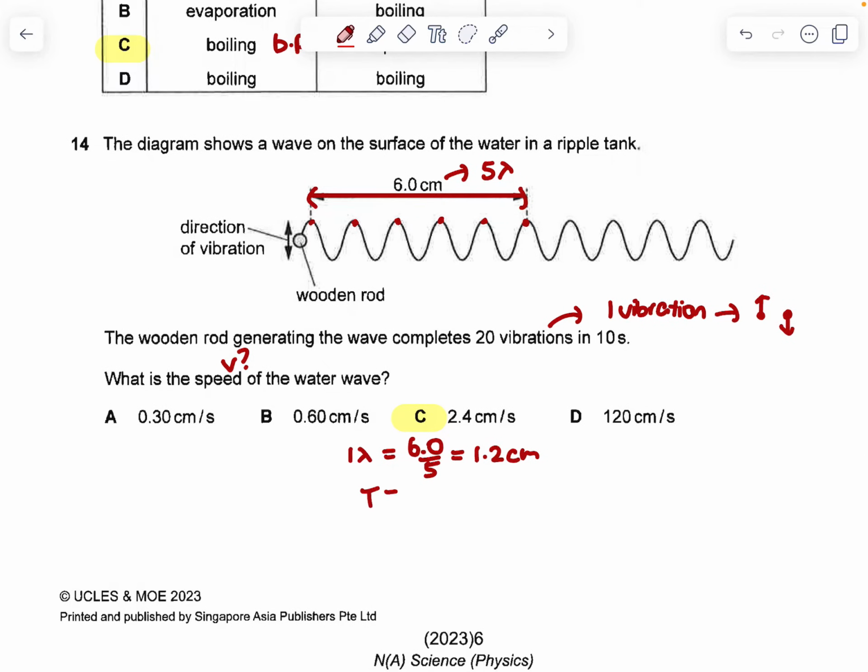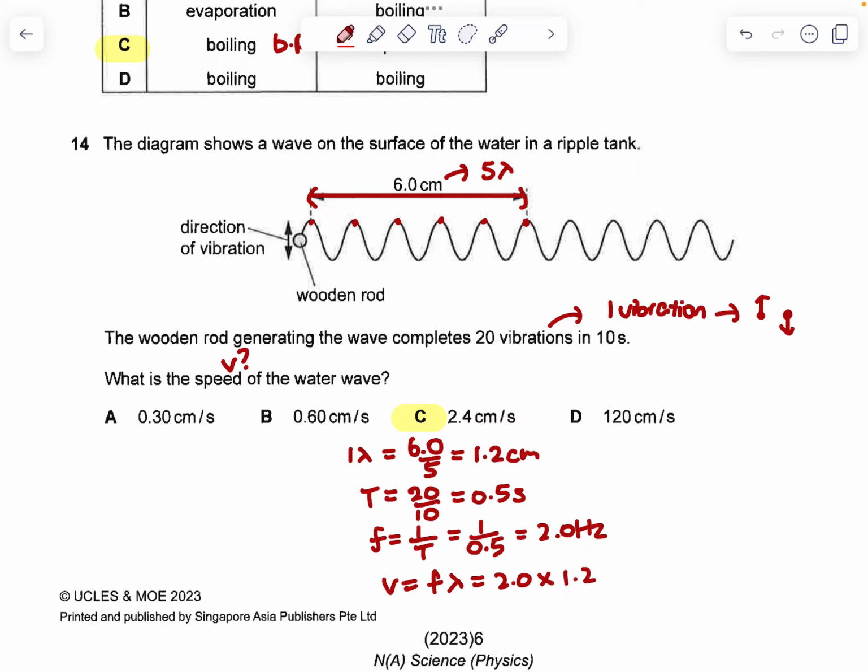One period is equal to 10 seconds divided by 20 vibrations. Because 20 vibrations in 10 seconds gives you 0.5 seconds for the period. As we know, frequency equals 1 over period. So 1 divided by 0.5 will give you 2.0 hertz. Now you have wavelength and frequency, you can use the formula v equals f lambda. f is 2.0, lambda is 1.2. You get 2.4 cm per second for the speed of the water wave.